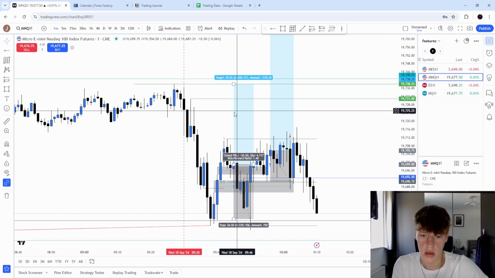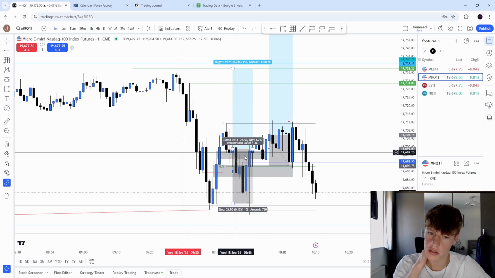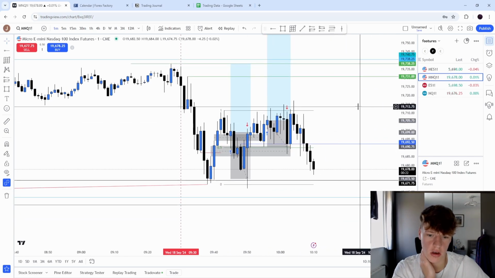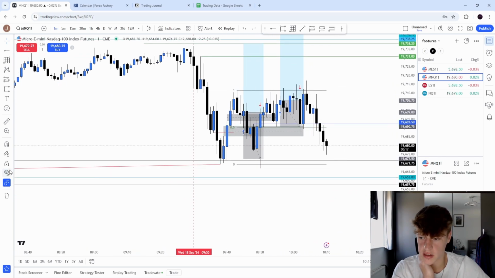Nice and simple. I risked like $112 right there, and I was happy with the risk. It was what I agreed to. All was fine. Then we got wicked out here. As you can see, that big wick down.